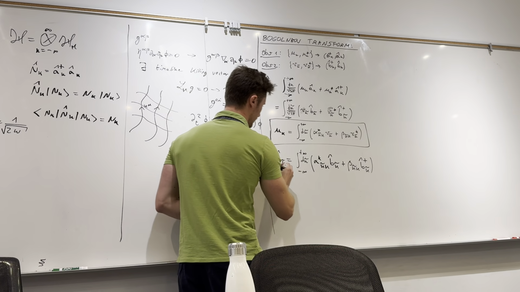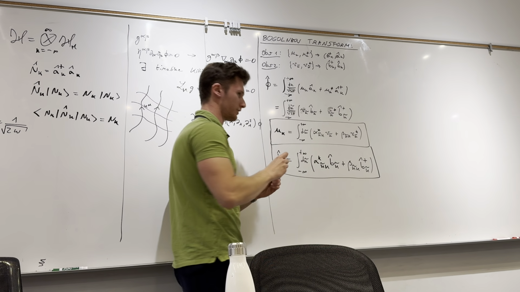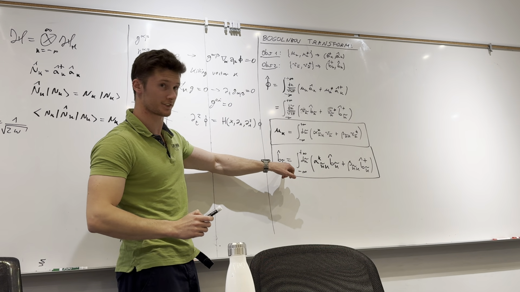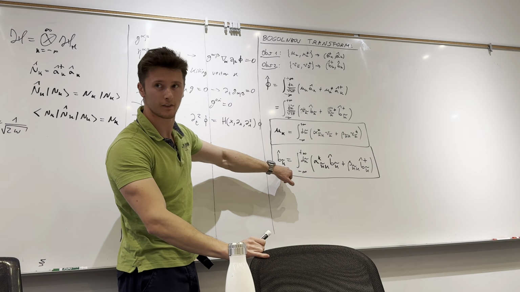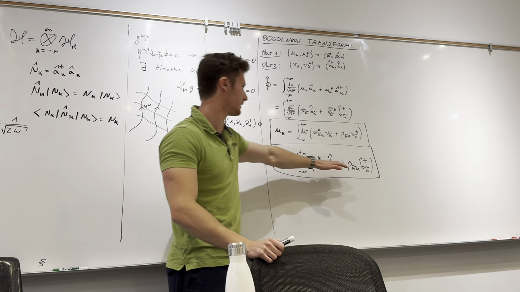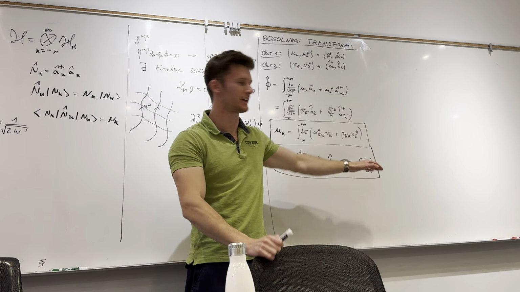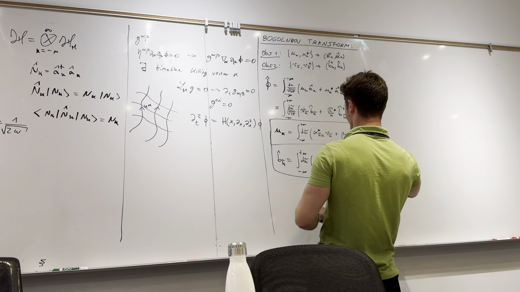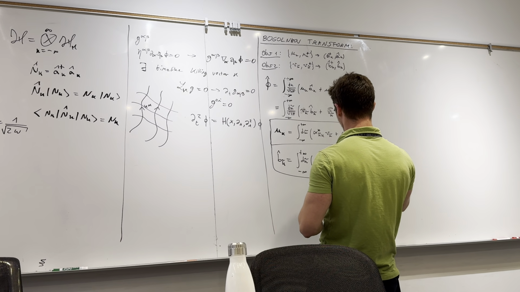So this is the second important relation of Bogoliubov transformations. What it's saying is that the new observer can express his own creation or annihilation operator in terms of a linear combination of the creation and annihilation operators of the first observer. There should be an A.